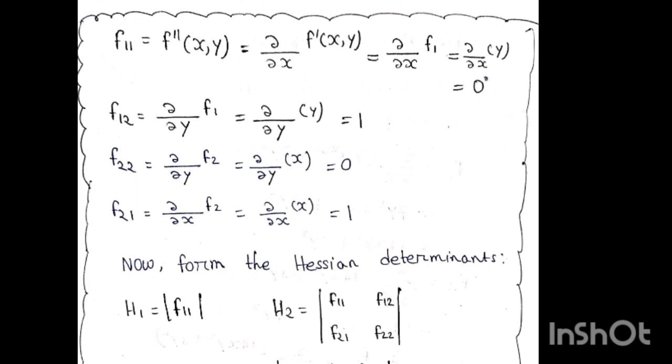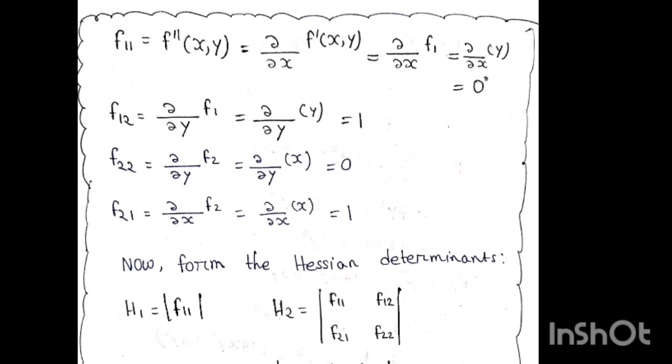Now what is f11 here? f11 is nothing but the partial derivative of f1 with respect to x. That means at first we have done the partial derivative of the function with respect to x, and we are going to do the partial derivative of the same result with respect to x again. So what will be equal to that?